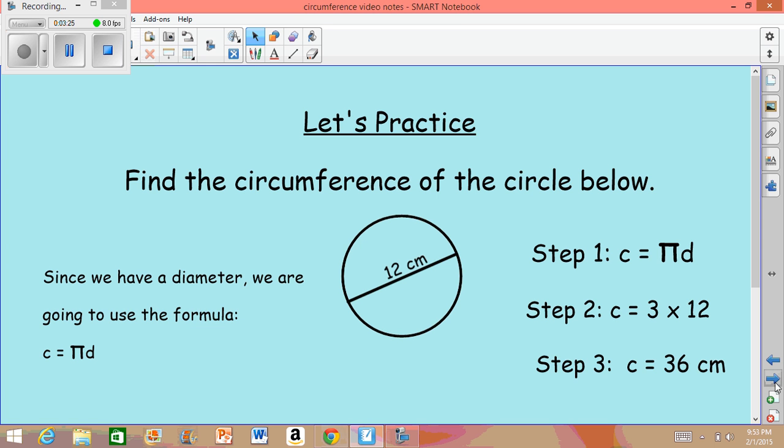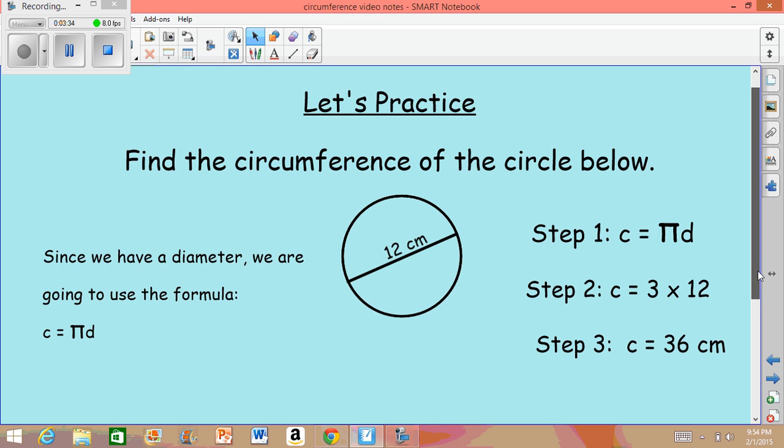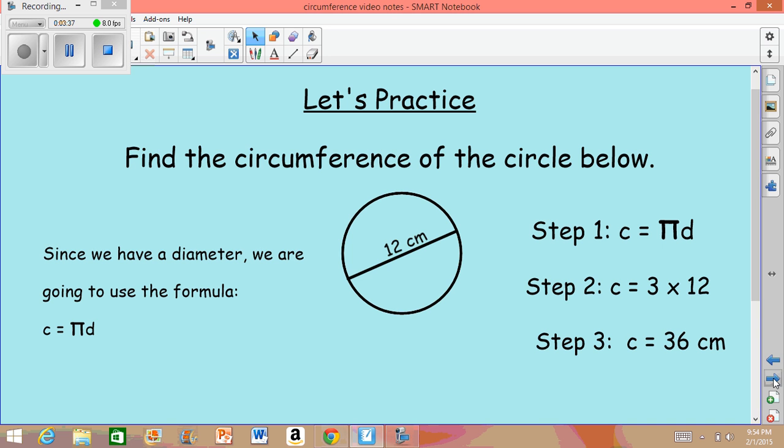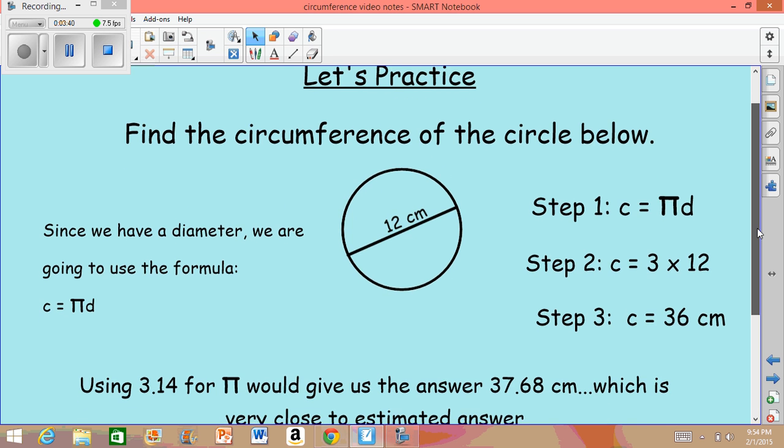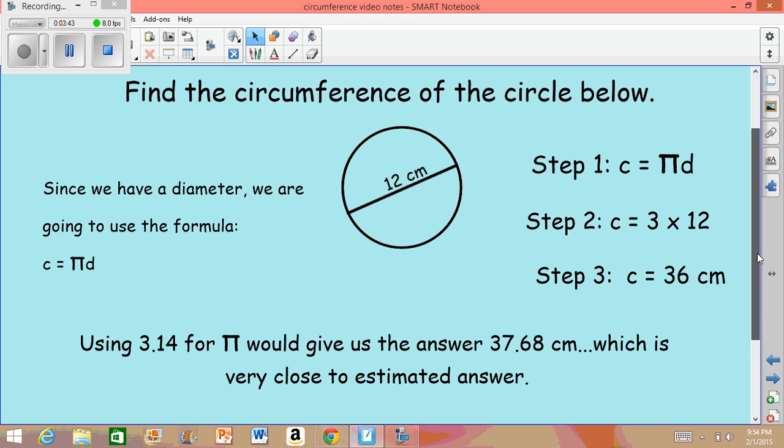So when I multiply 3 times 12, I end up with the answer of circumference being approximately 36 centimeters because we use 3 instead of 3.14 for pi. If we would have used 3.14 for pi, it would have actually given us the answer of 37.68 centimeters, which is very close to our estimated answer of 36. Since we rounded 3.14 down, that means our actual answer has to be greater than the answer that we calculated by using 3. Okay, so please pause here and record your work for this example problem.